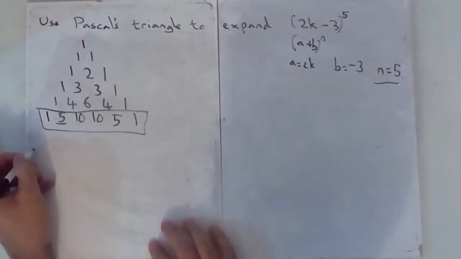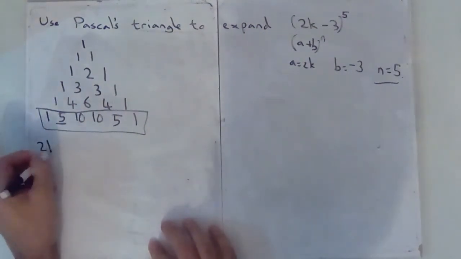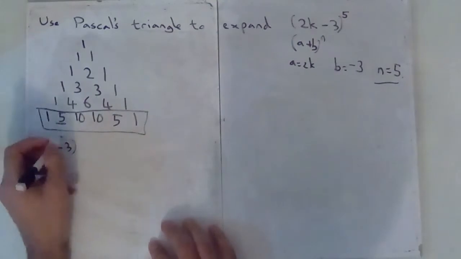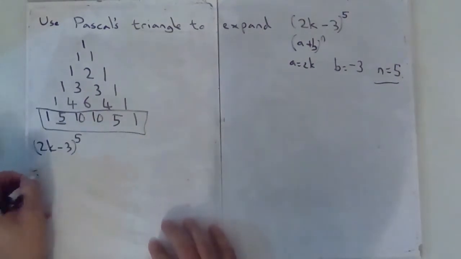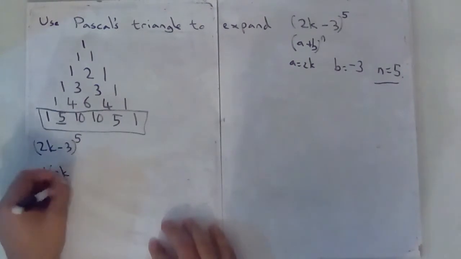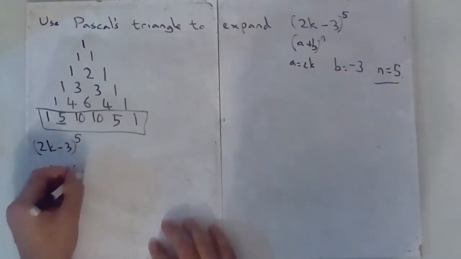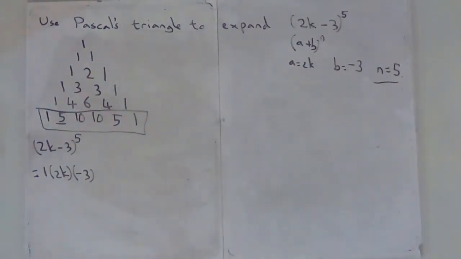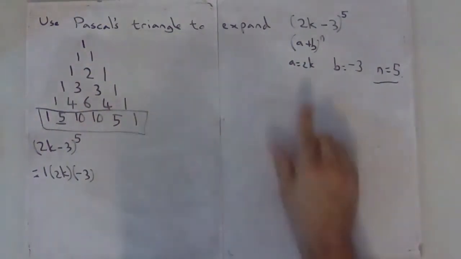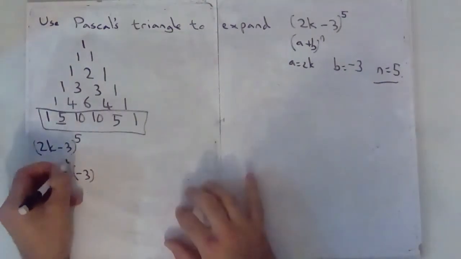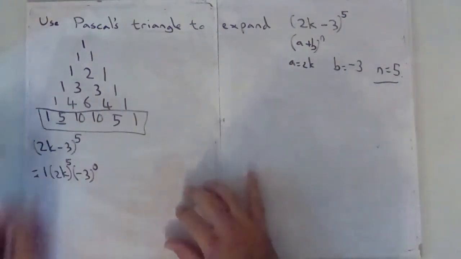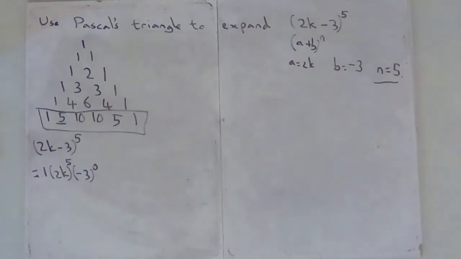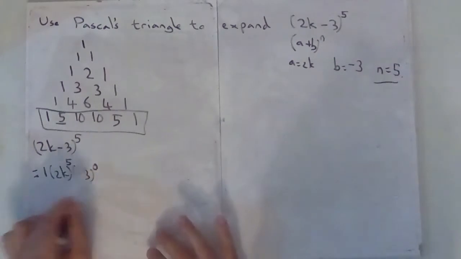So that means (2k − 3)^5 equals, the first coefficient is 1, then 2k to a power and −3 to a power. By convention, you start with n for the first thing, so I raise 2k to the power 5, and you start from 0 with the −3. Another thing to notice: these two powers always add up to n.